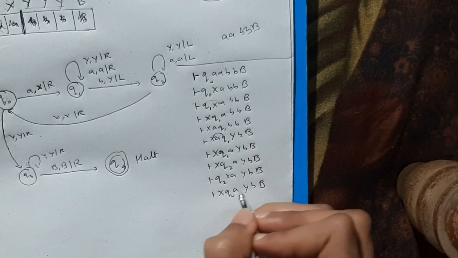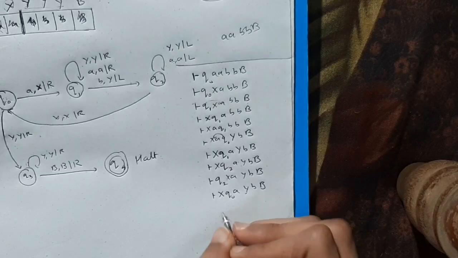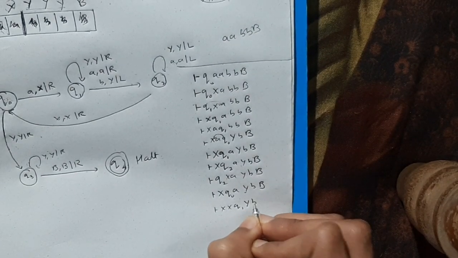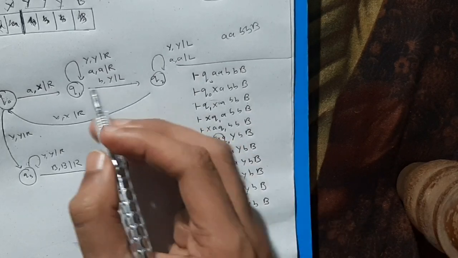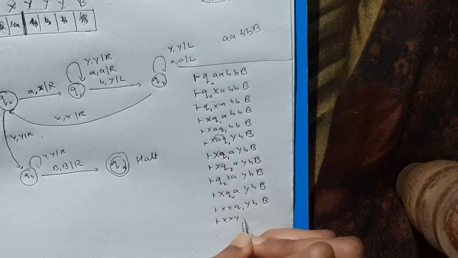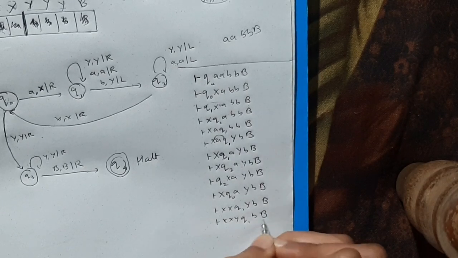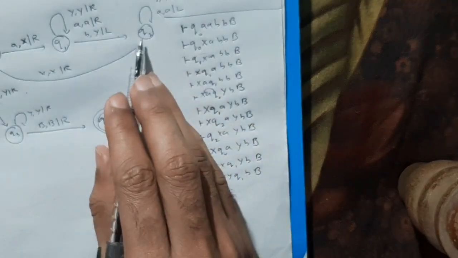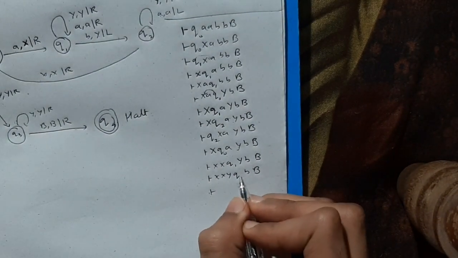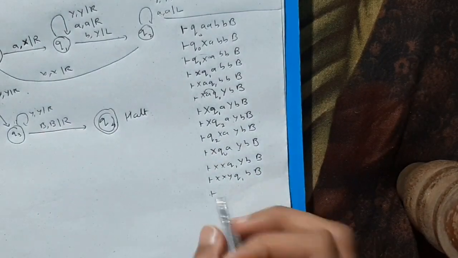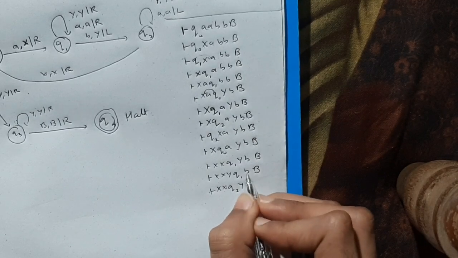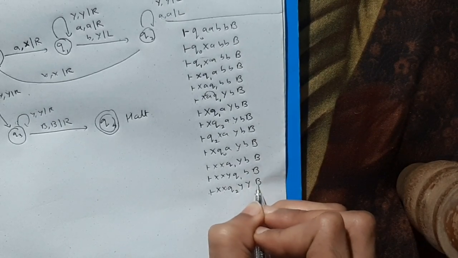What is q0 on a? q0 on a is this one, x q1 y b. q1 on y is y only, and it will move to the right. So x y q1 b. If it encounters b, I have to move to the new state q2, right? So if I move to the new state q2, firstly I have to make the change here, and it is moving to the left. Okay, that also I have to consider. So firstly I'll write x q2 y, and this also turns to y, and then b.